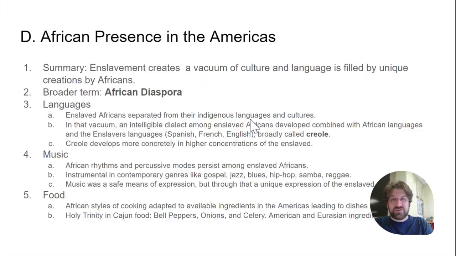Okay, I believe this is our final slide. Yes, our final slide is talking about the consequence of Africans being brought to America.